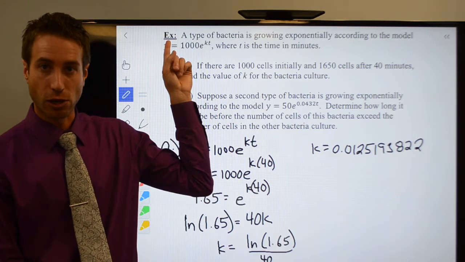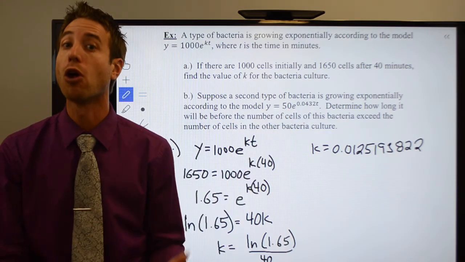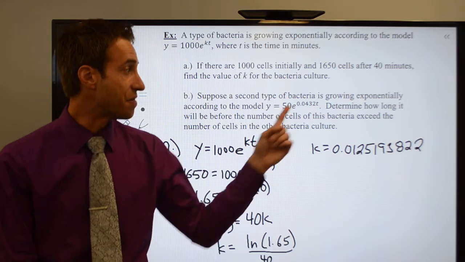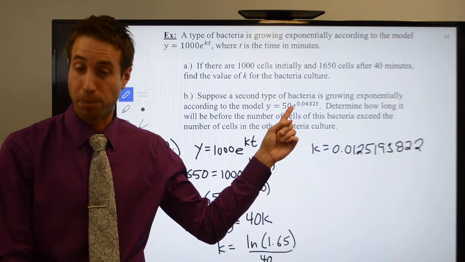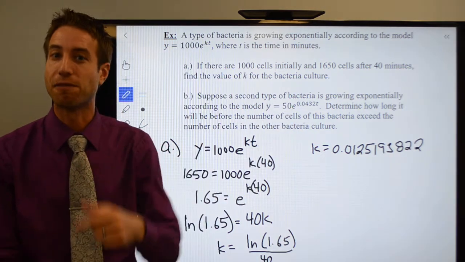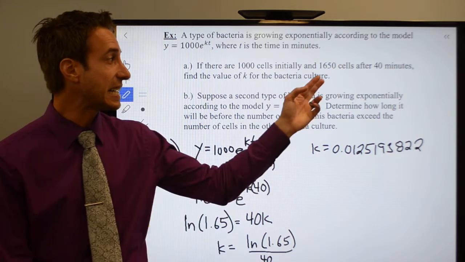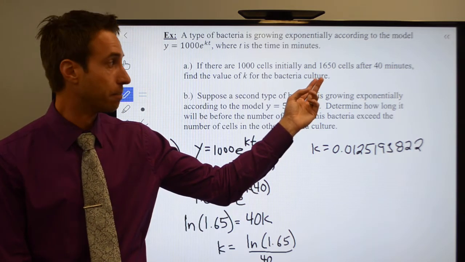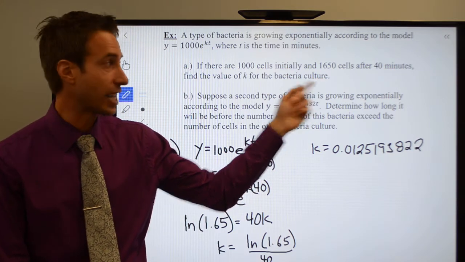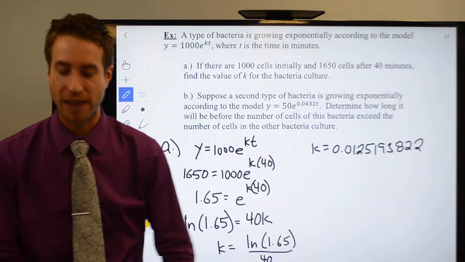You've got this first culture and a second culture. And I want to know how long it will be before the population of this bacteria culture is bigger than the population in the first bacteria culture. Well, what that means is that I need the exponential growth equation for the first bacteria culture, which I can do because I now know my value of k.